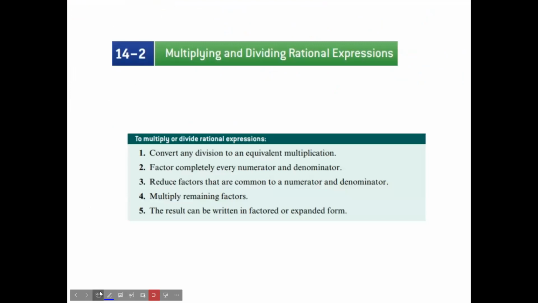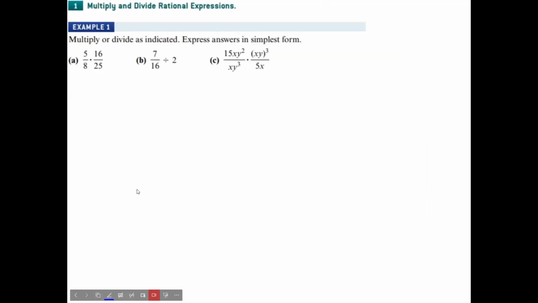Okay, so next step, we will multiply and divide rational expressions. Here's the algorithm. Convert any division to an equivalent multiplication. Factor completely every numerator and denominator. Reduce factors that are common to numerator and denominator. Multiply remaining factors. The result can be written in factored or expanded form. So that's just the beginning. Then we will have multi-level fractions, right?